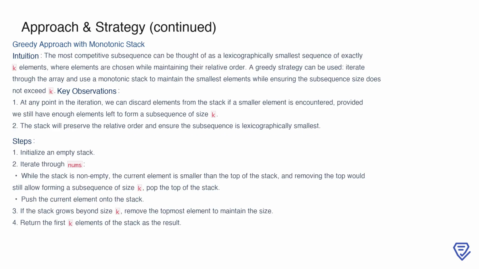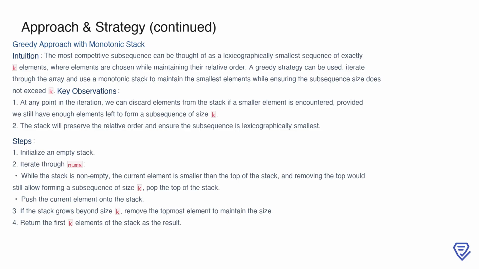A more efficient solution relies on a greedy approach using a monotonic stack. The idea is to dynamically build the most competitive subsequence of size k by iterating through the array while maintaining the smallest possible elements in lexicographical order. Here's how this works.